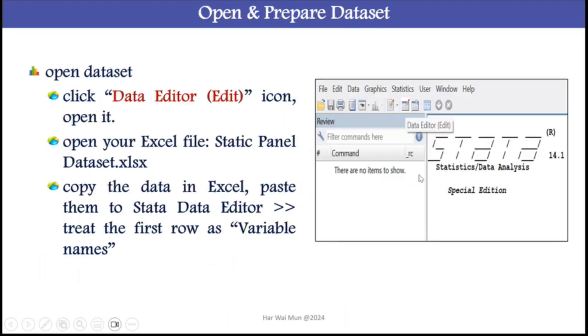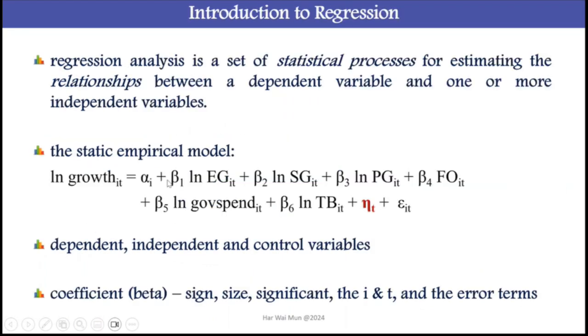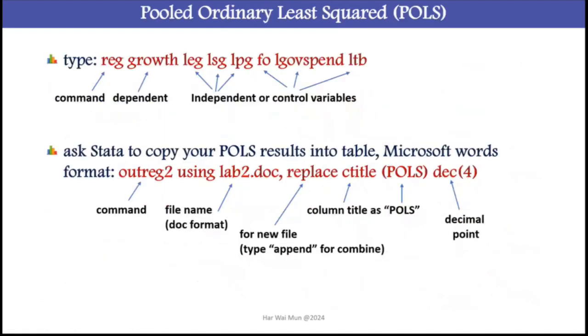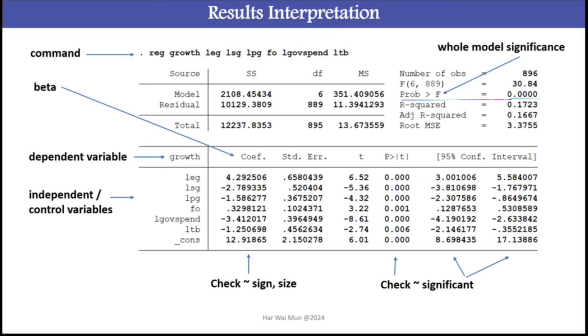You must know what your model is. As I mentioned, all these beta 1, beta 2, beta 3 are your model. You have to have a model. This means your dependent variable growth depends on EG, SG, PG, FO. In this case, you prefer to log trade balance. Then you just copy and paste this command, the REG command, which means pooled OLS. Then you can copy and paste the result into a Microsoft Word file. After that, you get a result. So how do you interpret it? Another thing is you look at the whole model, the whole equation. You see the F statistic.